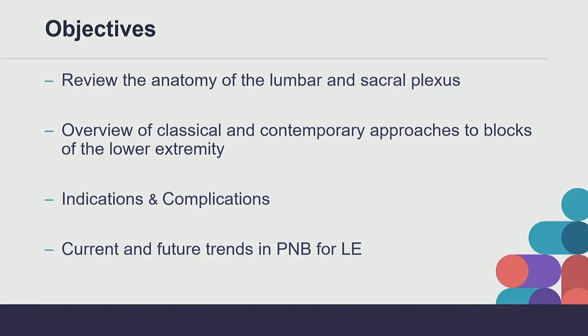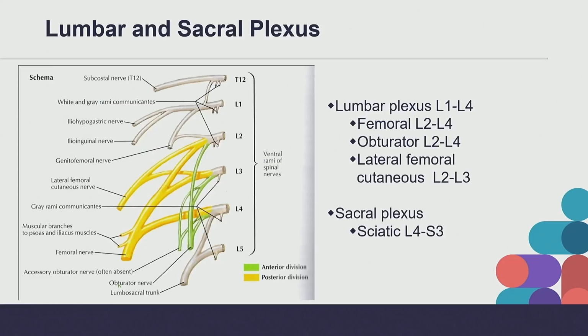Very briefly, we'll be going over the anatomy of the lumbar and sacral plexus, an overview, some of the classical and contemporary approaches to blocks of the lower extremity, as well as discussing some indications and complications of these blocks, and then any current and future trends of the peripheral nerve blocks of the lower extremity.